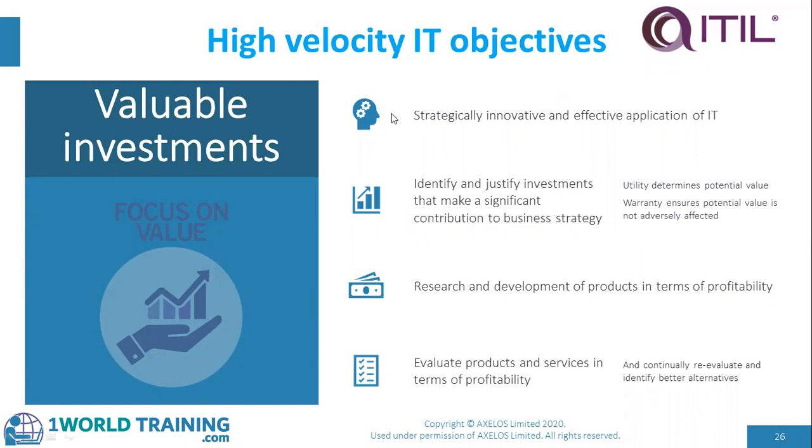What are these high velocity IT objectives? The first one is valuable investments. It focuses on value. It is about strategically innovative and effective application of IT to become an HVIT organization. Identify and justify investments that make a significant contribution to business strategy. Utility determines potential value. Warranty ensures potential value is not adversely affected.